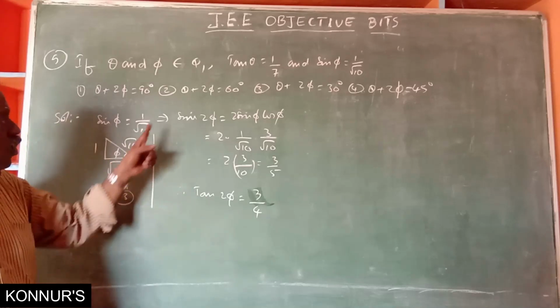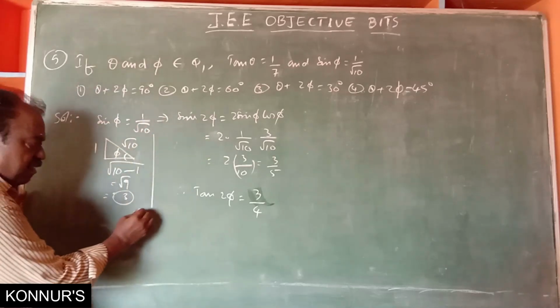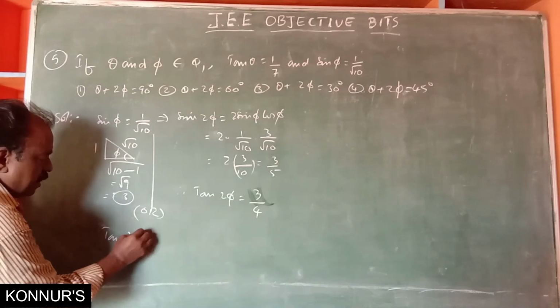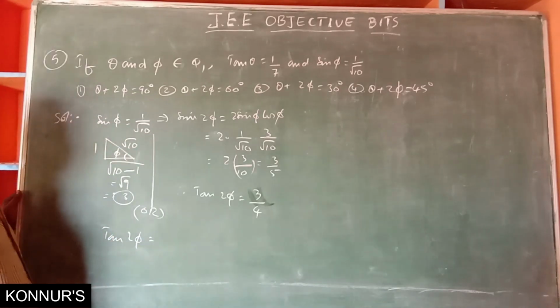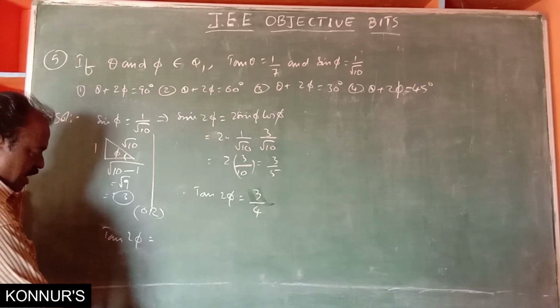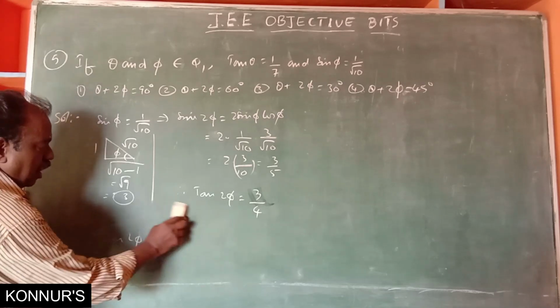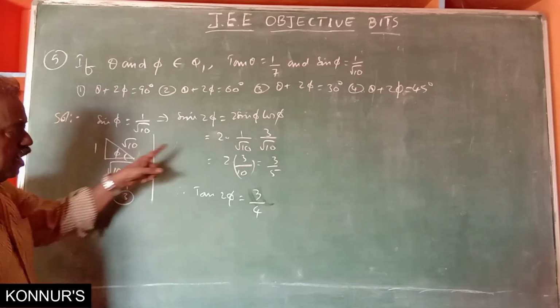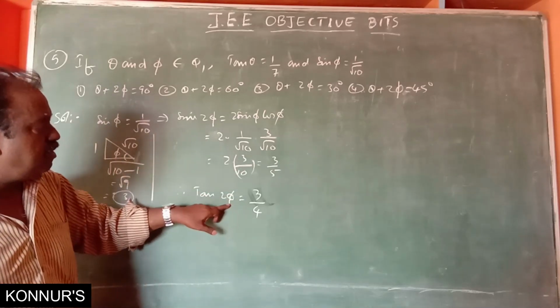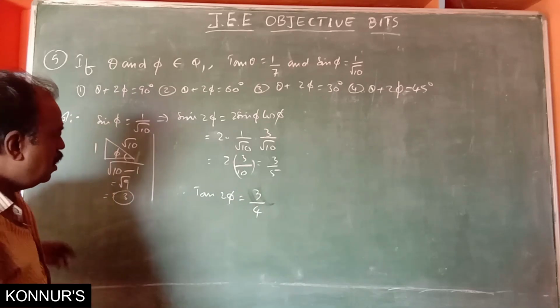This value is needed. You go like this, or otherwise I will tell here only. Tan 2 phi. A formula is there. Okay, na? Through that one also we can find it, but it is not needed. Don't confuse. I will go this way. You go this way only. So tan 2 phi is 3 by 4.